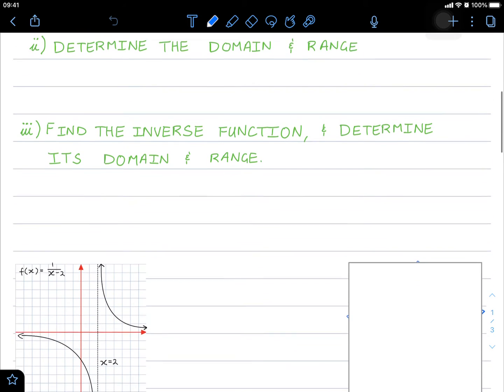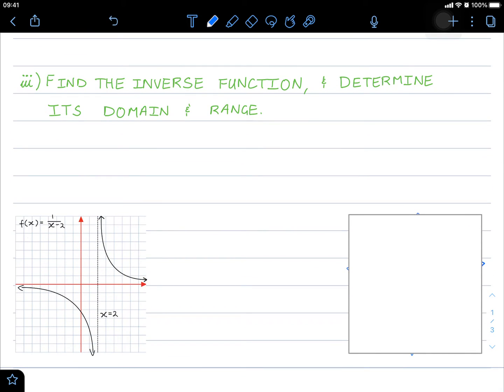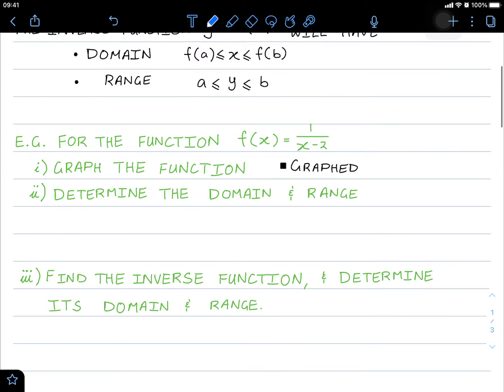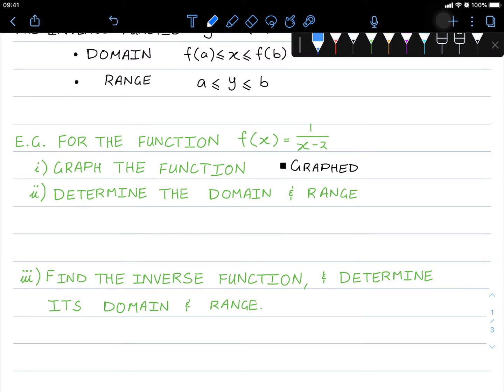Well, in this hyperbola, its domain cannot equal positive 2. The reason for that is if we have 1 over 2 minus 2, that will become 1 over 0, which cannot happen. So the domain of this function is from negative infinity up until 2, union with 2 to positive infinity.